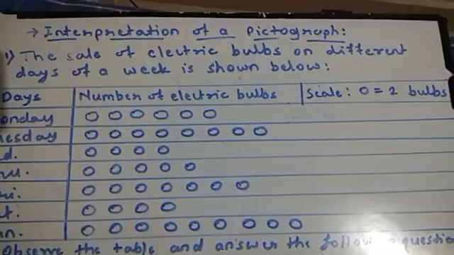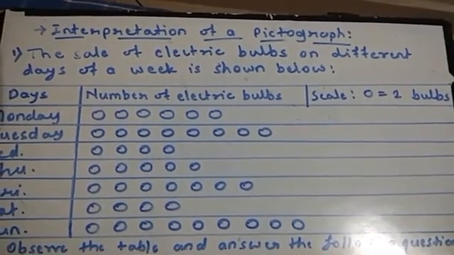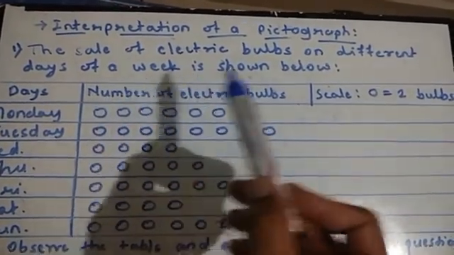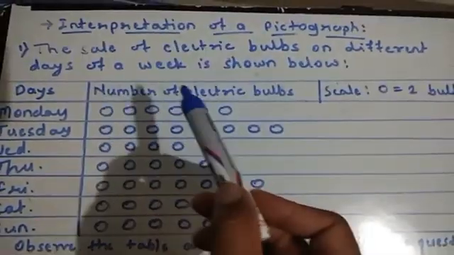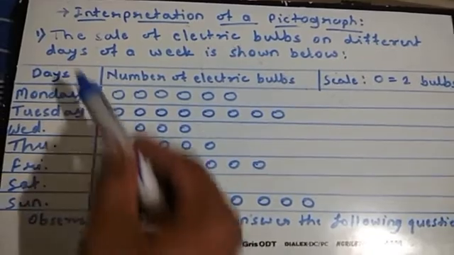In this, first we are going to discuss interpretation of pictograph. Let's take one example from it. The sale of electric bulbs on different days of a week is shown below. Here you can see the sale of electric bulbs on different days. Here the names of the days are given.